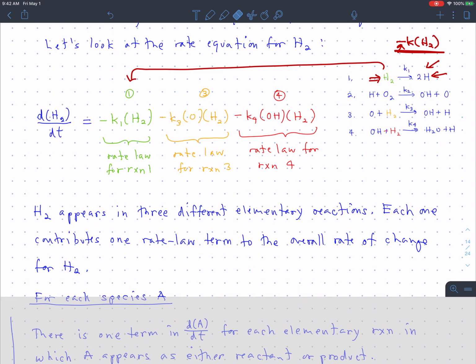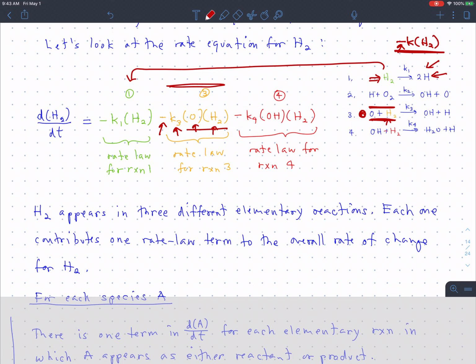All right, so for the next term, which is coming from reaction 3 down here, we have a rate law term which has got a minus sign because H2 is a reactant. And the rate law involves the reactants, and there's 2 of them. This is a second order binary collision, so oxygen and H2 appear, and then the rate law for reaction 3. So the minus sign, the rate constant, sorry, and the two concentrations for the two species are all in that term.